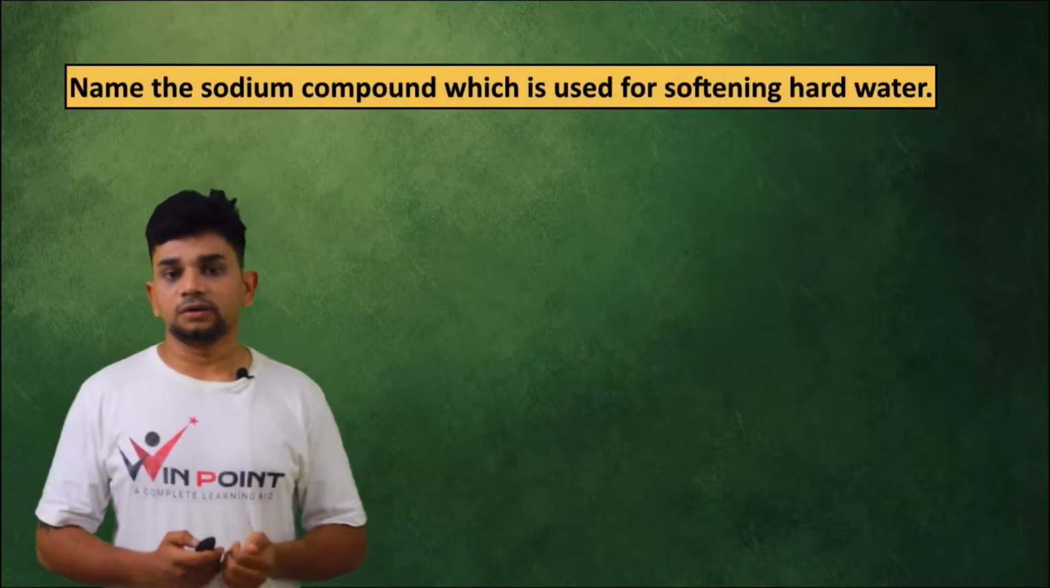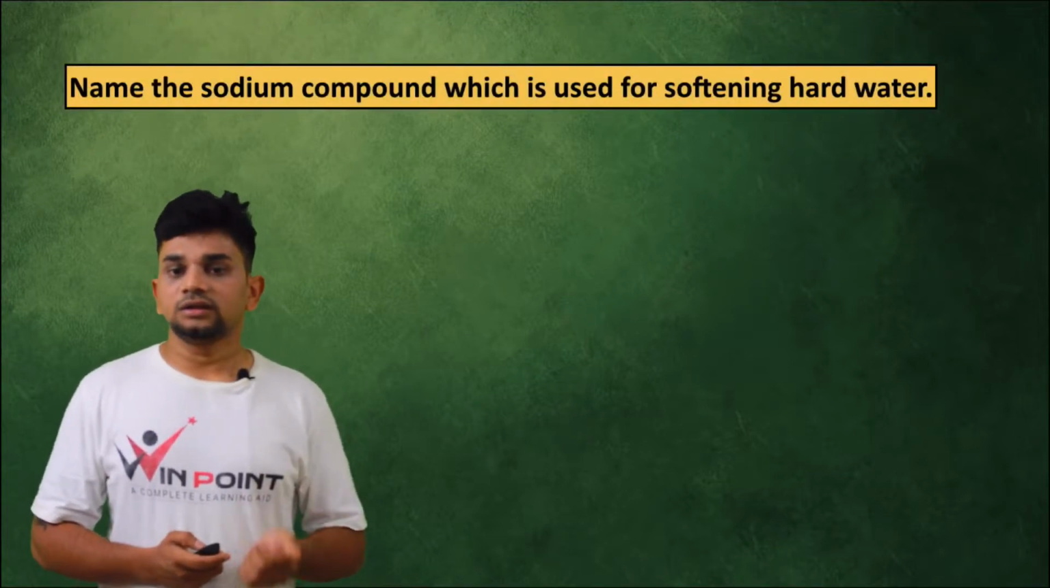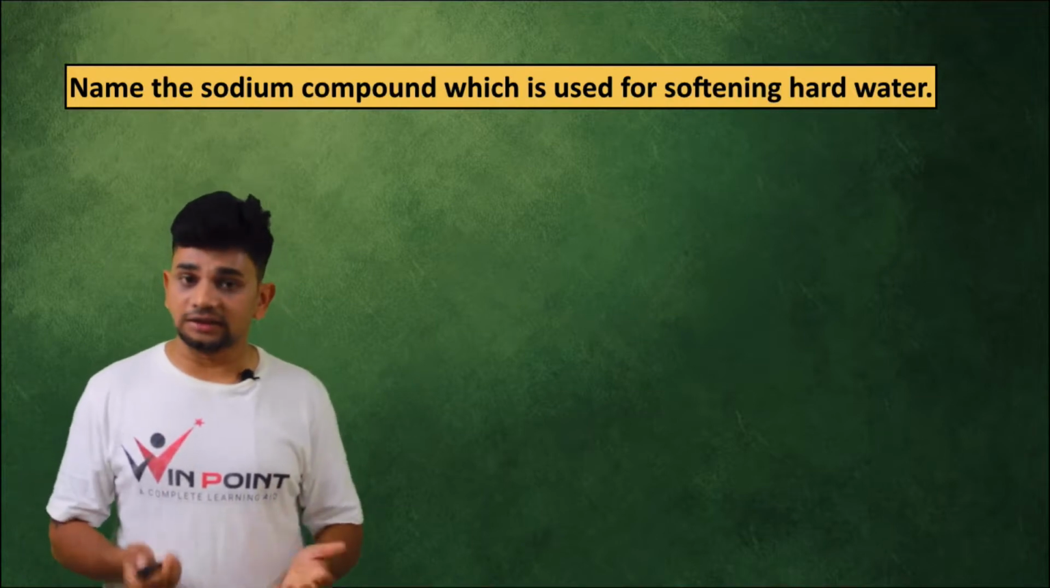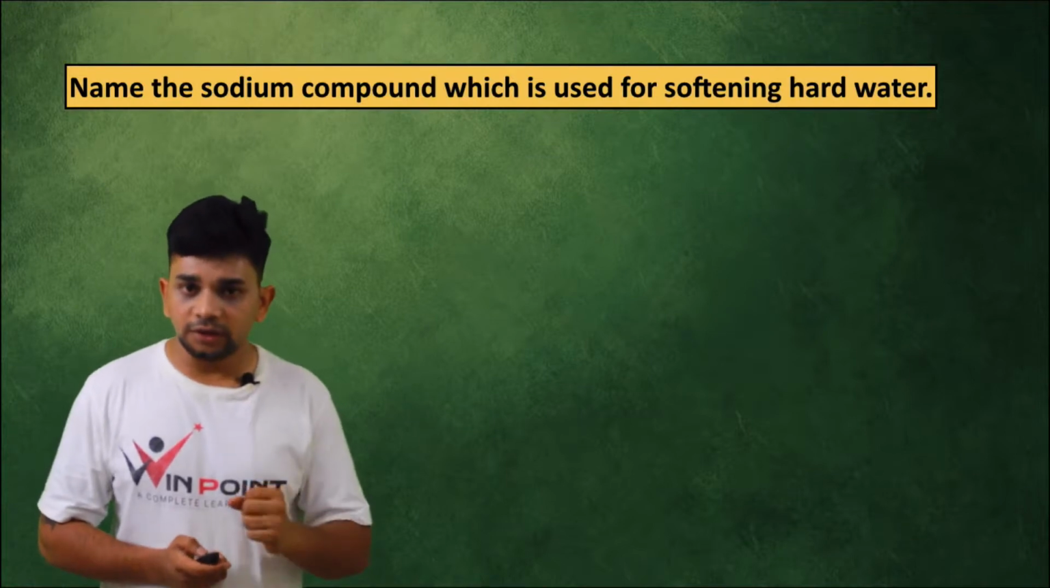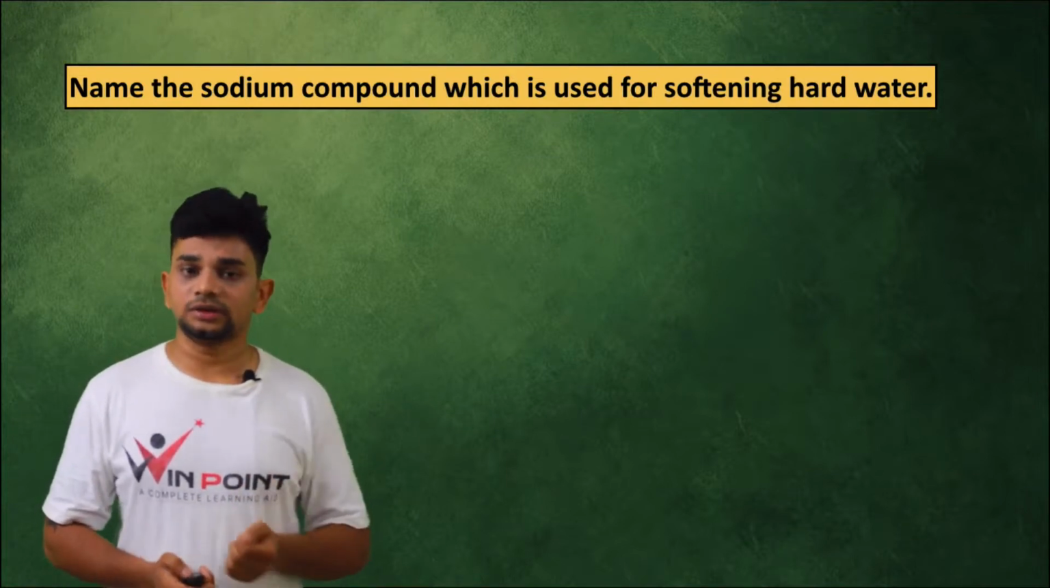Name the sodium compound which is used for softening hard water. Soap is not going to form lather in hard water. So if the water is hard, we need to soften the water. For that we use sodium carbonate or washing soda.